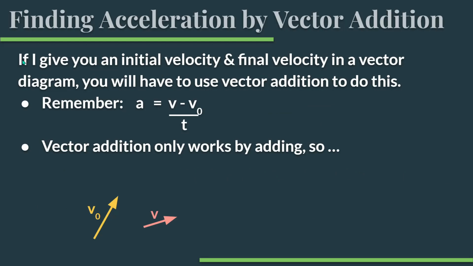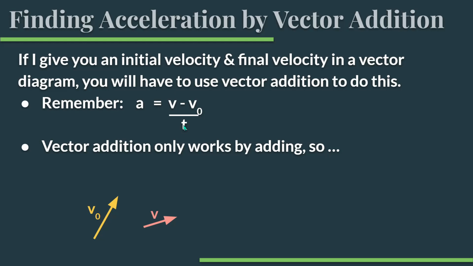All right, so if I give you an initial velocity and a final velocity in a vector diagram, you would have to use vector addition to solve for acceleration. We're going to talk about finding acceleration by vector addition. What if I gave you vectors instead of numbers? So remember, the equation for acceleration is your change in velocity divided by time. So v minus v naught over t.